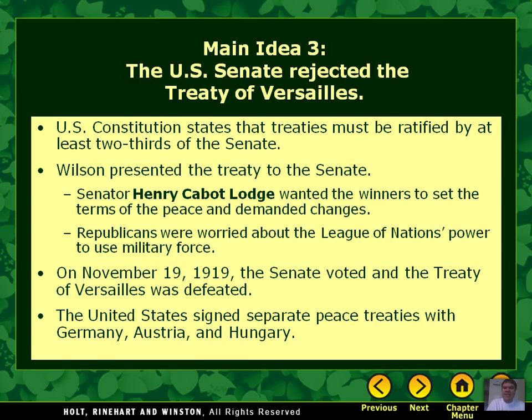The United States signs separate peace treaties with Germany, Austria, and Hungary. Now this is a problem because when the League of Nations is formed after World War I, countries like the United States were not a part of it. And so, trying to prevent another world war from happening, some of the more powerful countries weren't a part of that group. And so it sets the world on course for another world war just 20 years later.